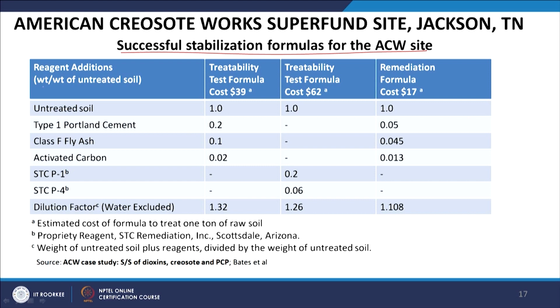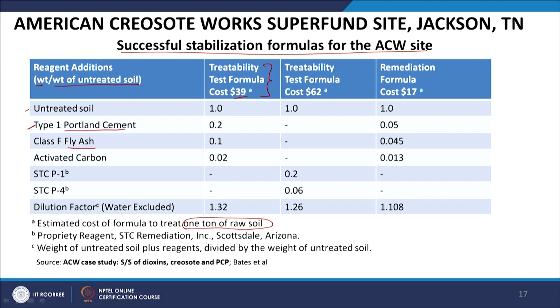So these are the different reagent additions, the weight of the reagent added to the weight of untreated soil, let us say, right. So the treatability test formula has different costs here, 39 to treat 1 ton of soil. This is the cost that is required for this treatability test formula, or the different types of formulas that we have here, as in with just untreated soil, Portland cement, the ratio to the untreated soil is obviously 0.2 by 1.